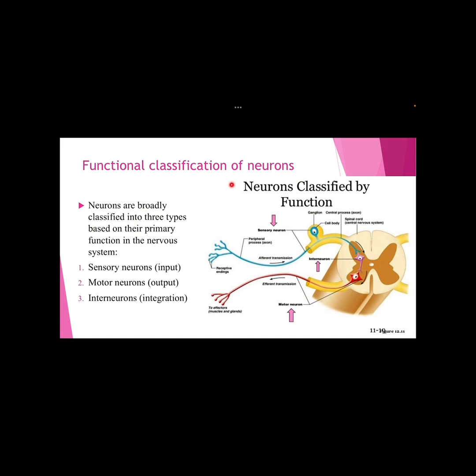Not all neurons do the same job. That's why they are broadly classified into three types based on their primary function in the nervous system. We have the sensory neurons, which bring information into the nervous system. We have the motor neurons, which send commands out to the muscles or to the glands, and we have the interneurons, which do the processing in between. And now we will explain each one.